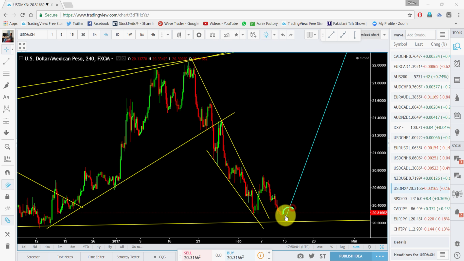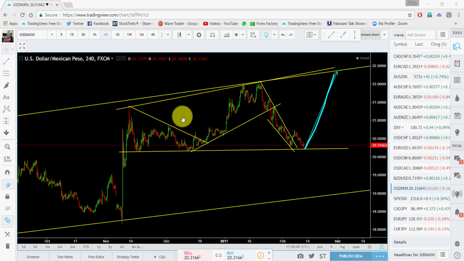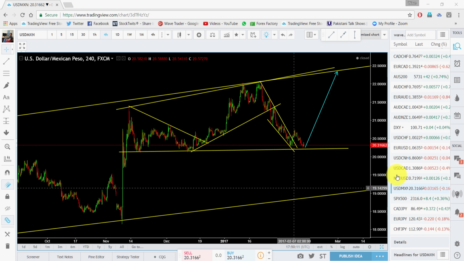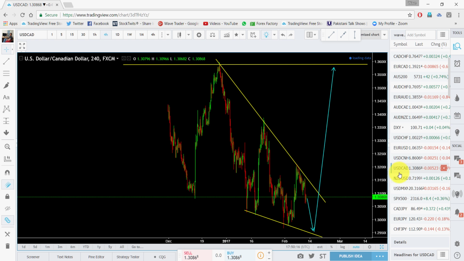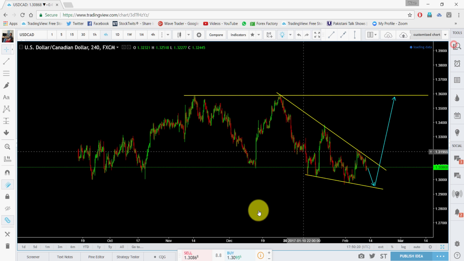Watch price action here on this pair, USD Mexican peso. Look for this move. We are anticipating a big move to the upside here. USD CAD, I'm not interested at the current price.